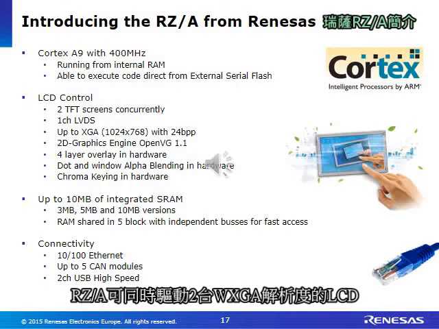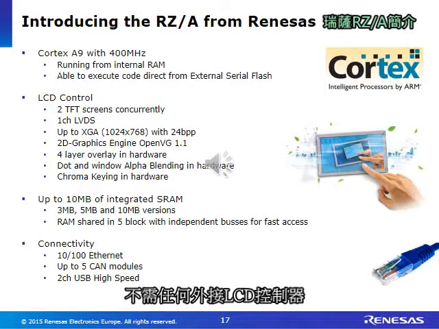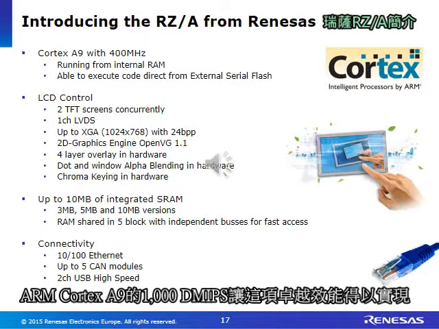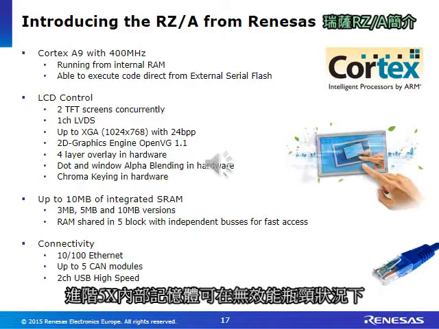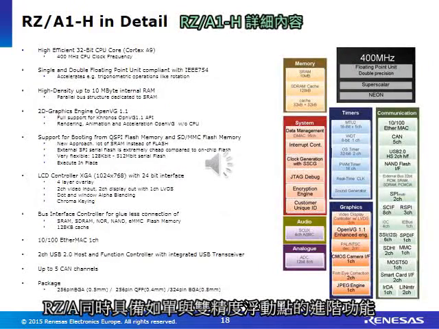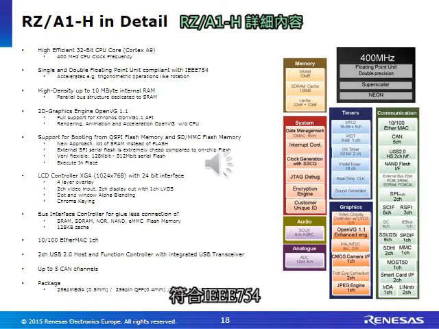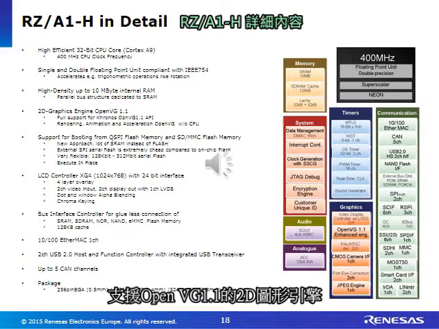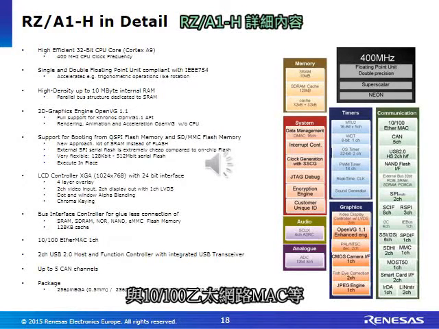The RZA can actually drive 2 LCDs at the same time at WXGA resolution, no external LCD controller required. The outstanding performance is provided by 1000 DMIPS of the ARM Cortex-A9 and the advanced 5X internal memory bus for concurrent transfers of code and buffer information without performance bottlenecks. RZA also has advanced features like single and double precision floating point compliant with IEEE 754, a 2D graphics engine compliant with OpenVG 1.1, and 10/100 Ethernet MAC, among others.